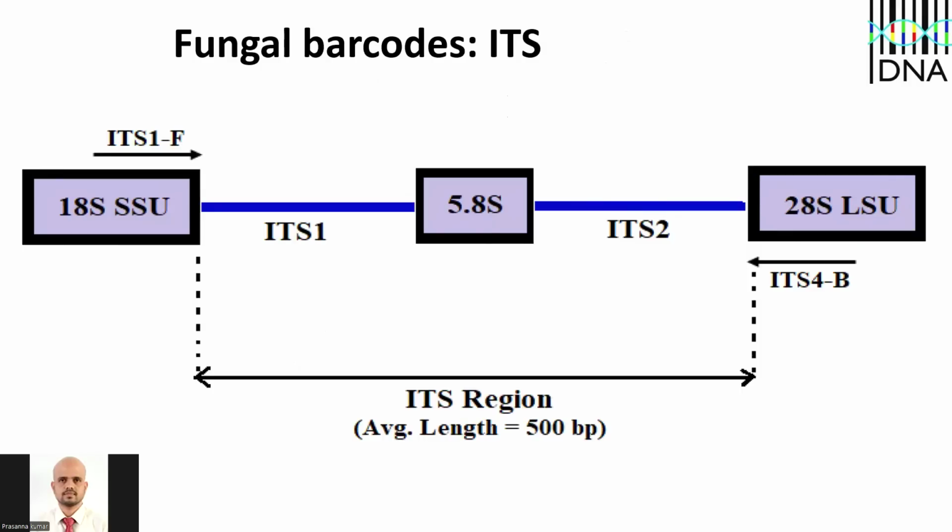In fungi, we call this the ITS region, not a gene, because the ITS region starts from the last segment of 18S rRNA, then ITS1, 5.8S, ITS2, and then the initial segment of 28S rRNA. Actually, these are the primer binding sites, and between them is the ITS region. That's why we call it a region, because it consists of a group of genes.